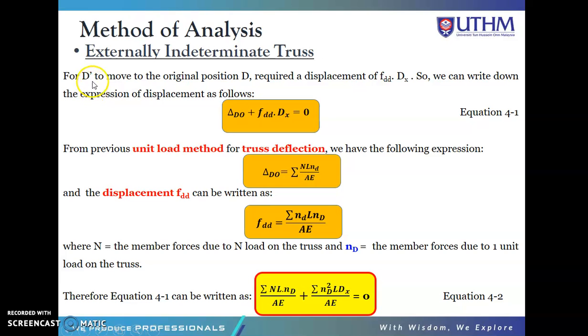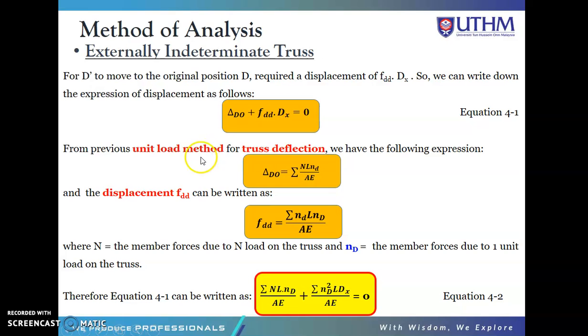Okay, for the D prime to move to the original D required a displacement of FDD times DX. So we can write down the expression as shown here. Okay. So this is for D to move to original position. Ni adalah equationnya. Okay. So maksudnya jumlah deformation dia campur dengan bergerak ke kiri, FDD dia punya distance with the DX. Okay. Sama dengan kosong.